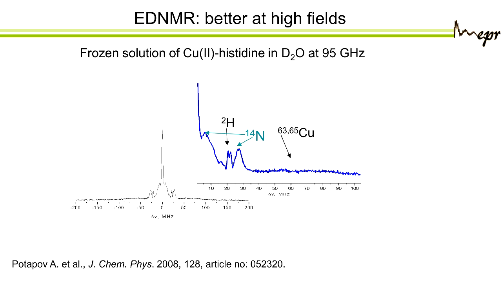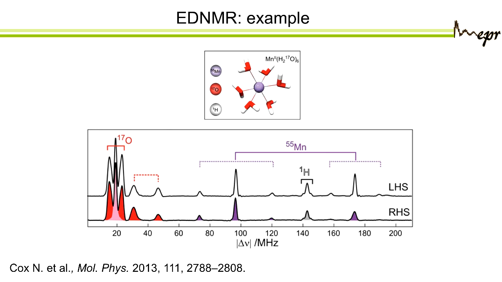So here is one example. And here is another very nice example. So this is water, this is manganese 2 with 6 water molecules coordinated. And here they looked at the O17. They wanted to look at the O17. So now this was done such that, you see, this is the positive. You see the upper one is the left side. The lower is the right side.